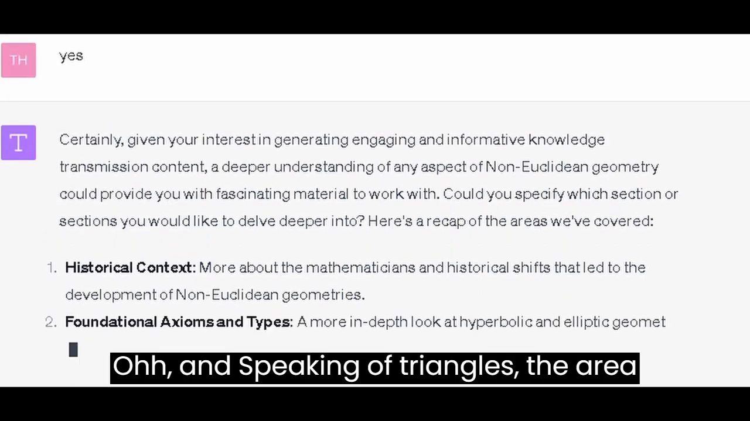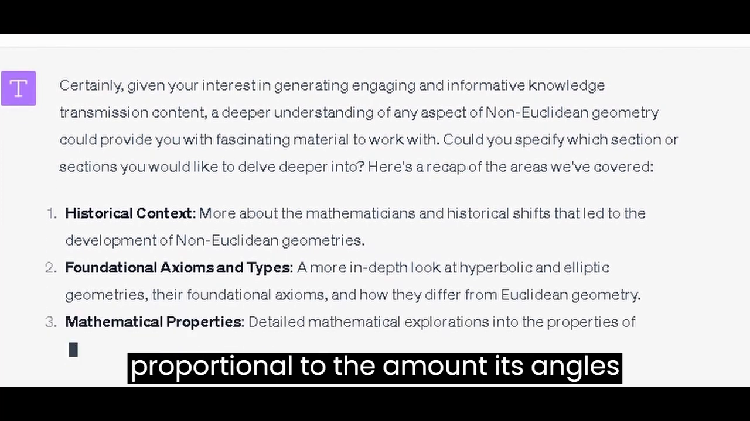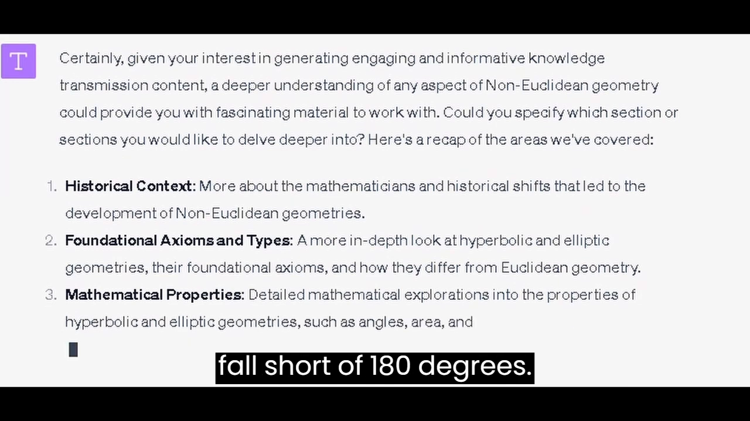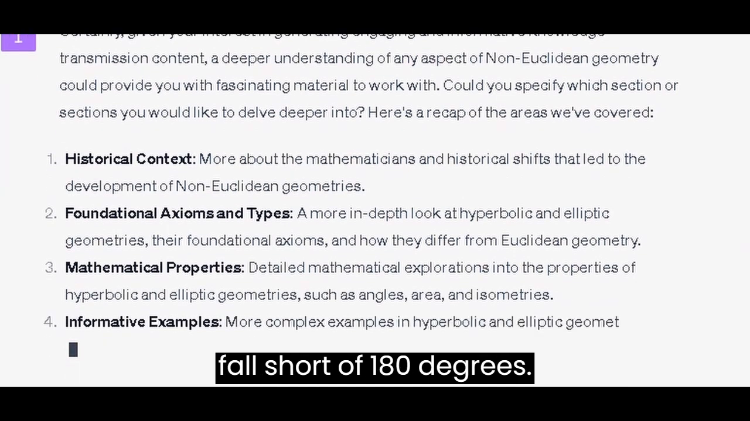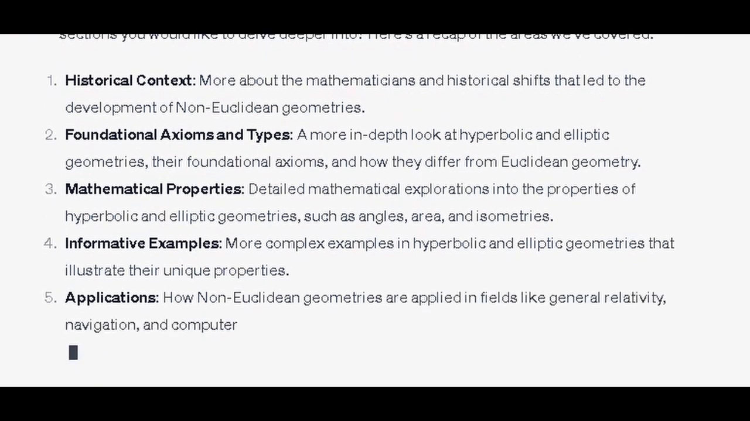Oh, and speaking of triangles, the area of a hyperbolic triangle is actually proportional to the amount its angles fall short of 180 degrees. How's that for a mathematical marvel?